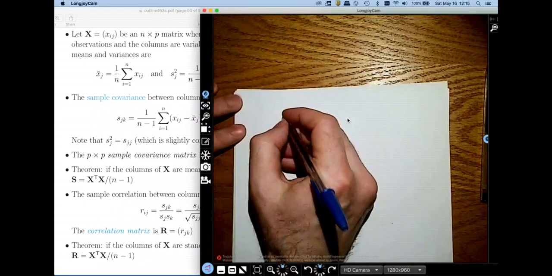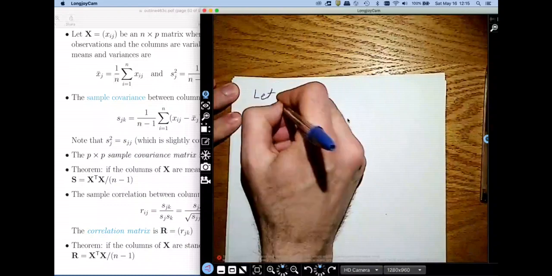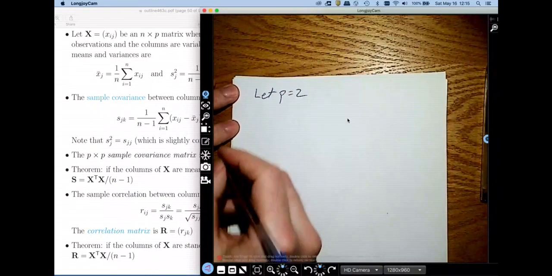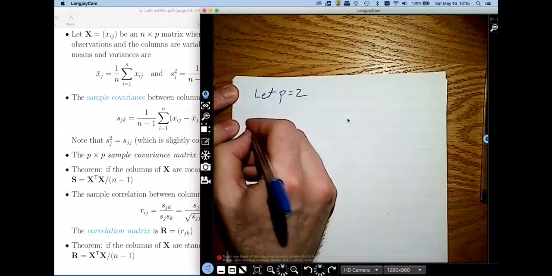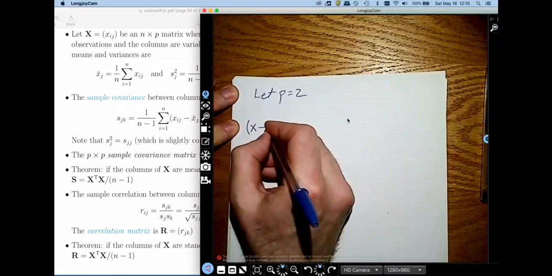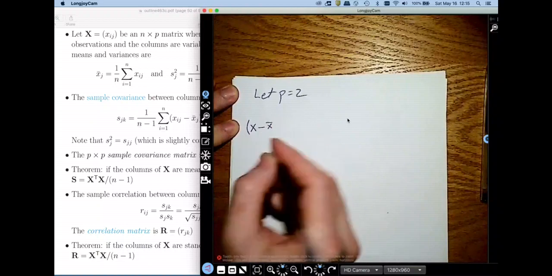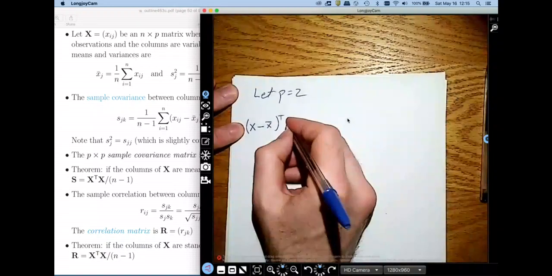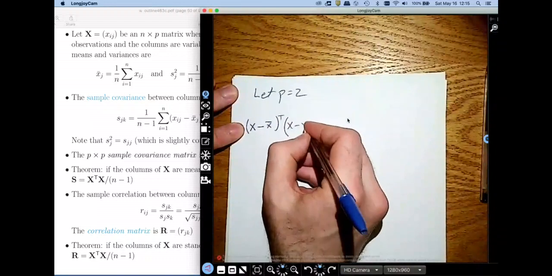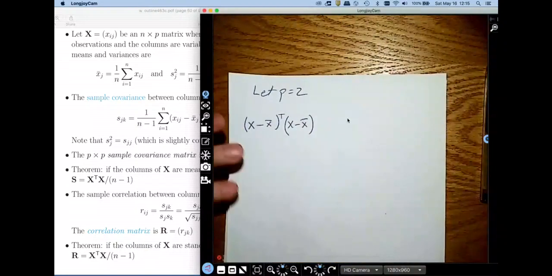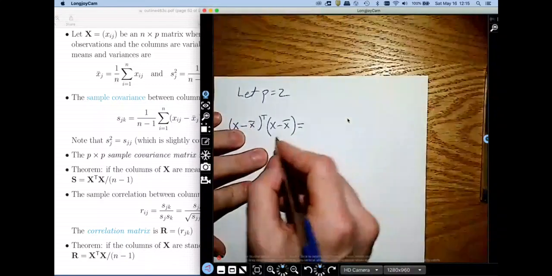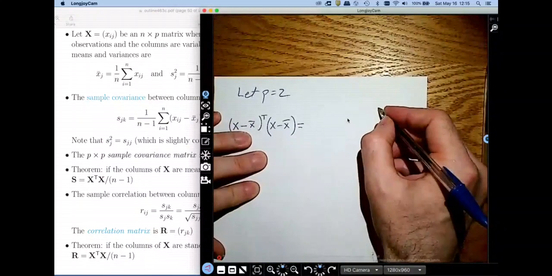So let's just say that P is equal to 2. Now, what I'm going to do is compute X minus its mean. So I'm going to write this like this. I'm going to take every X minus the mean, transpose, times X minus the mean. So let me write this out exactly as it looks to make my notation clear.